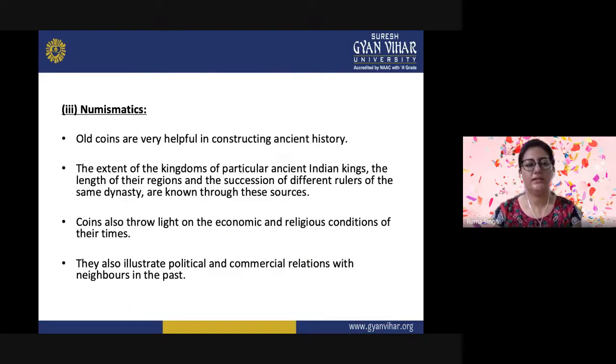So then there is another archaeological resource like numismatics. Numismatics is the study of coins. Old coins are very helpful in constructing ancient history. The extent of the kingdoms of particular ancient Indian kings, the length of their reigns, and the succession of different rulers of the same dynasty can be known through these sources. So a little coin is very helpful in finding out various aspects.